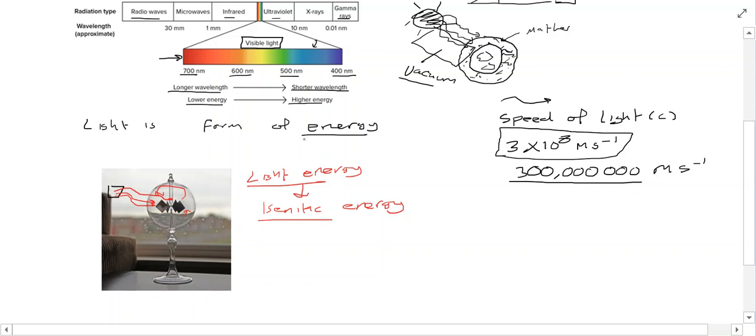Again, light is energy, it has the ability to do work. In this case, it can cause these paddles within the Crookes radiometer to start to rotate. Also, with solar panels, what they're doing is taking the energy from the light from the sun and converting it into another form of energy that can be used to generate electricity in your house, to power your house and do all of the things that you need to do in your house. So again, it is a source of energy.